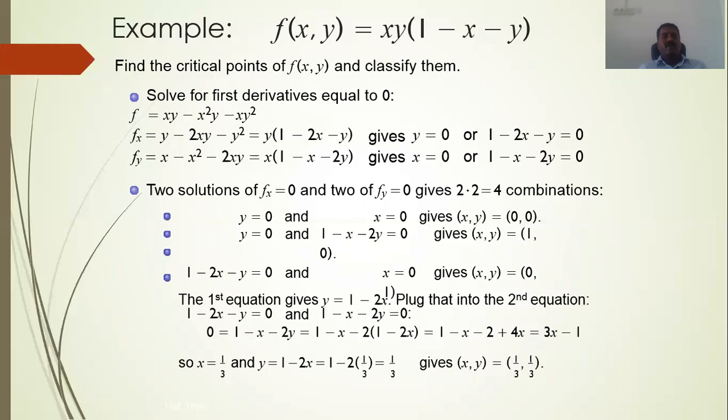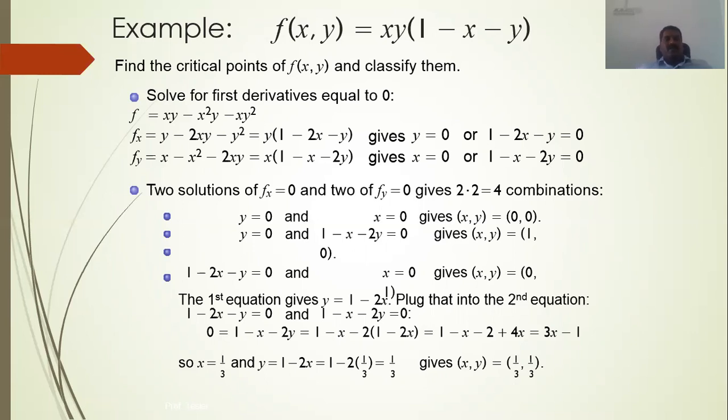f(x, y) equals xy times (1 minus x minus y). First, get the critical points. Here, f equals xy times (1 minus x minus y). Go for the expansion, then it will be xy minus x squared y minus xy squared. Calculate the gradient here, fx. fx equals y minus 2xy minus y squared. Take out y as common, then it's y times (1 minus 2x minus y) equated to 0. You get either y equals 0 or 1 minus 2x minus y equals 0.